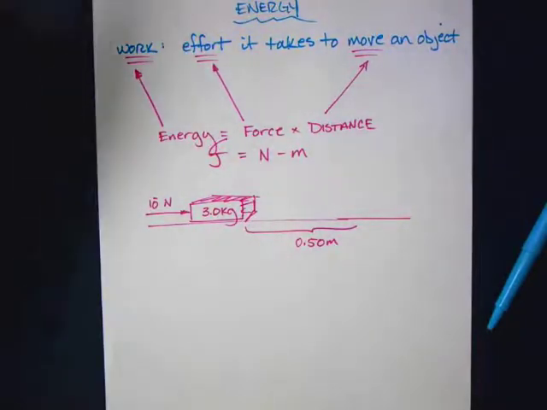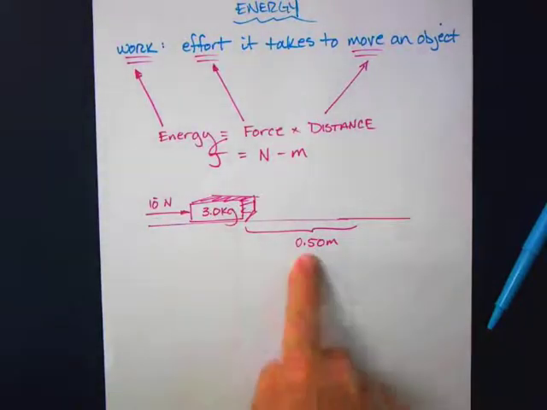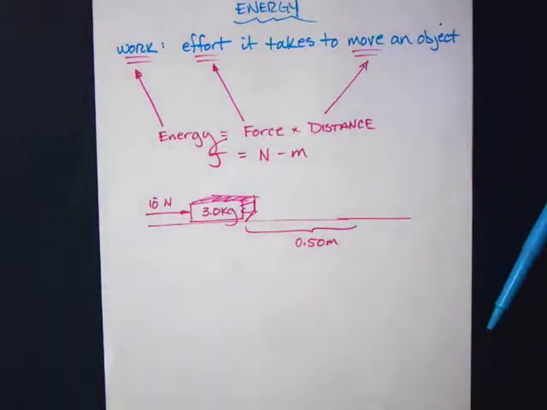If this were like a sandpaper surface, and I still use 10 newtons of force to push it a half a meter, how would that compare to if this were like an air hockey table? Whee! And I pushed it on a nice low friction surface. Still using 10 newtons of force for 0.5 meters. Would the work that I put in be any different in those two scenarios? No, the work is the same.